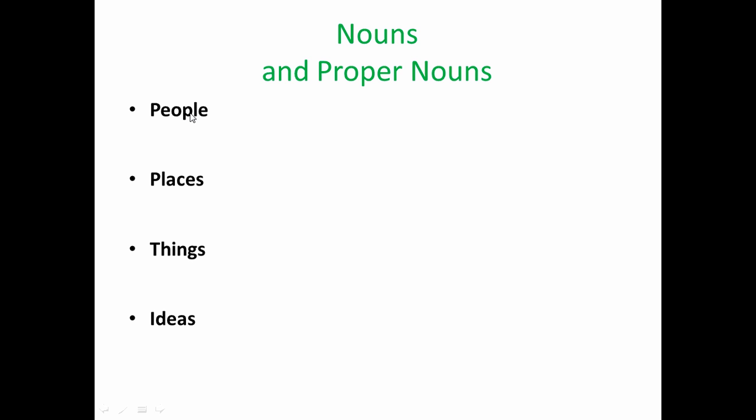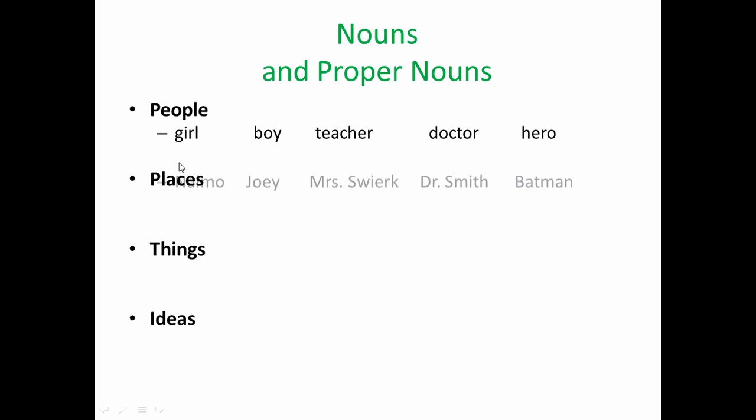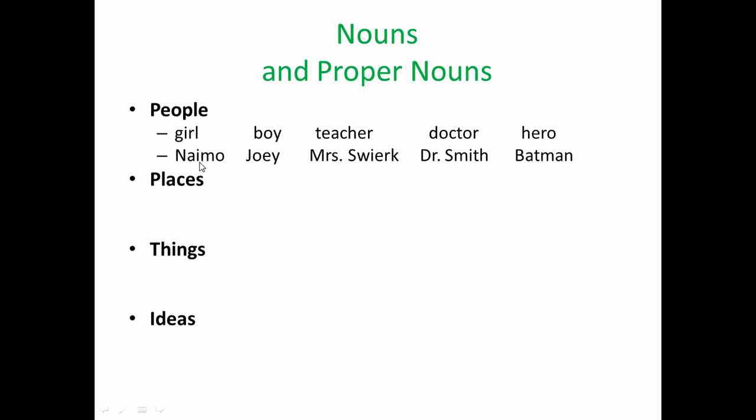Remember that nouns are people, places, things, and ideas. For example, some people are girl, boy, teacher, doctor, and hero. We can turn these common, everyday nouns into proper nouns by giving them specific names. A specific girl is Naomi. A specific boy is Joey. A teacher is Mrs. Swerk. A specific or certain doctor might be Dr. Smith. And a hero is Batman. Notice that all proper nouns have capital letters.